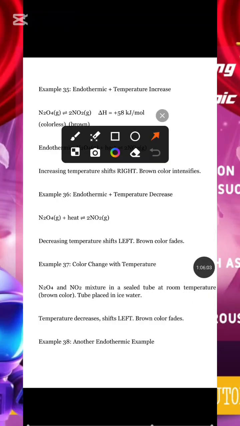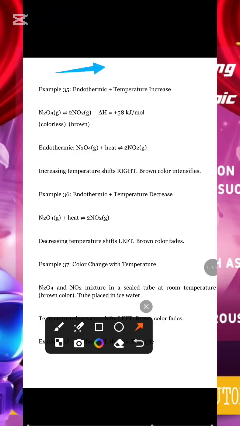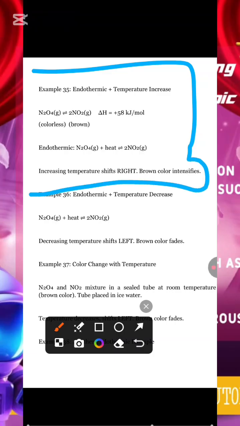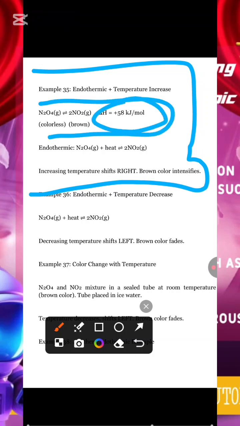Now let's also observe example 35. All right, this example 35 continues to this point. You can see that this is the reaction. Observe the change in heat is a positive value, plus 58. So that plus means that it is endothermic. Okay, just imagine me in your room the other time, when I was feeling cold and you were feeling hot. Because I was feeling cold, your mother increased the temperature and I was okay.